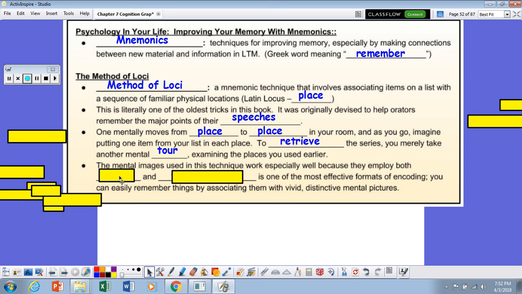The mental images used in this technique work especially well because they employ both verbal and visual imagery. This is one of the most effective formats of encoding, and you can easily remember things by associating them with a vivid, distinctive mental picture.